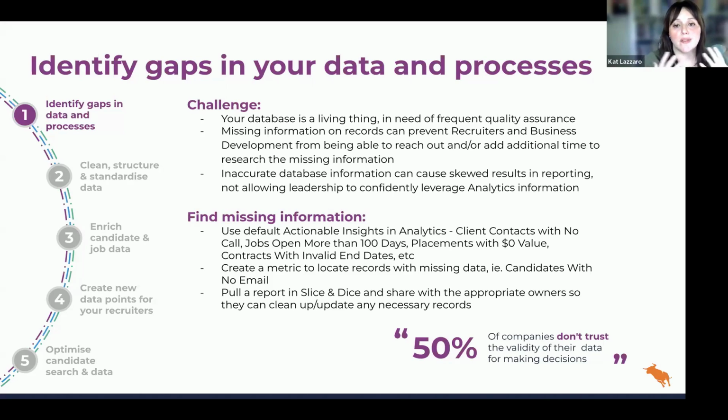But some challenges that every staffing agency faces in regards to data. Your database is a living thing. It's in need of frequent quality assurance. Missing information on records can prevent recruiters and business development from being able to reach out, or add additional time to research that missing information. And inaccurate database information can cause skewed results in reporting, not allowing leadership to confidently leverage analytics information. But how do you know what information is missing, and then what do you do once you find it?